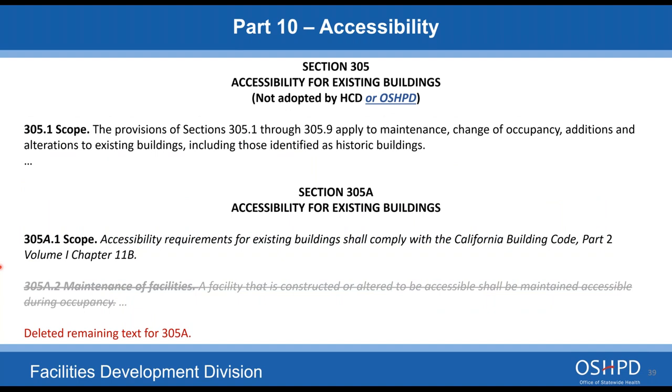One of the things in the existing building code that was mistaken, under 305.1, we were referencing for accessibility to use this section, and we added not adopted by OSHPD to section 305. And at the same time, 305A, which only applies to OSHPD 1 facilities, had a whole list of accessibility features. We basically eliminated all that text and just pointed back to part 2 of the building code, chapter 11B. Next slide.